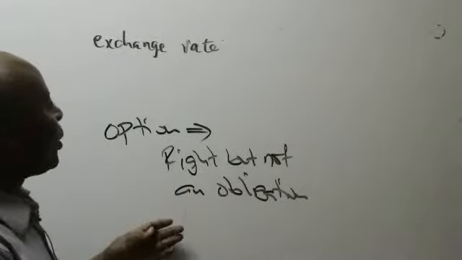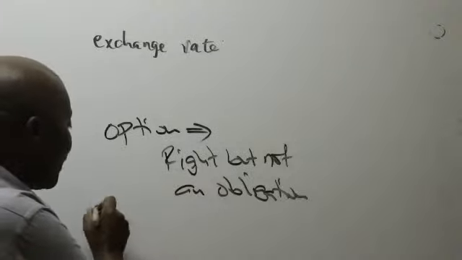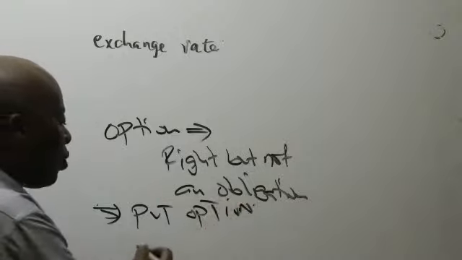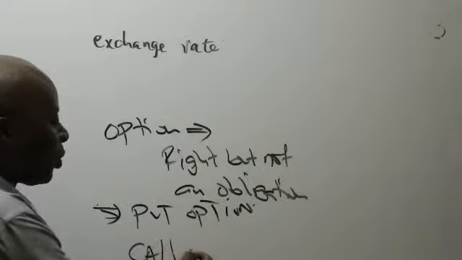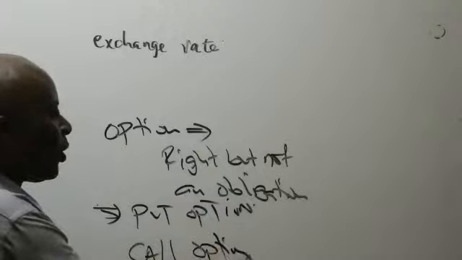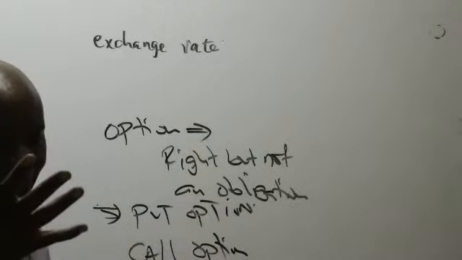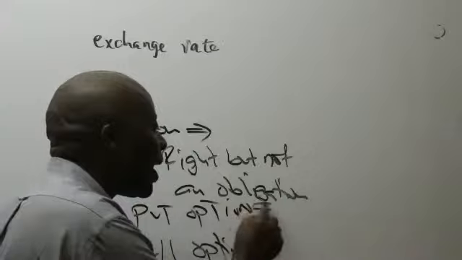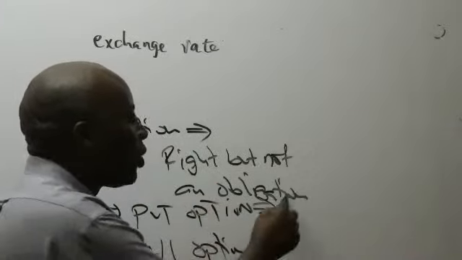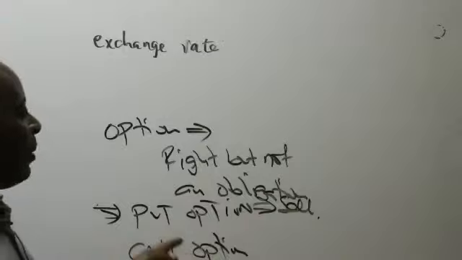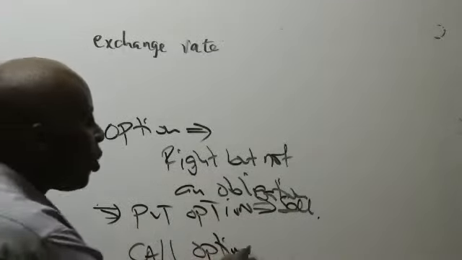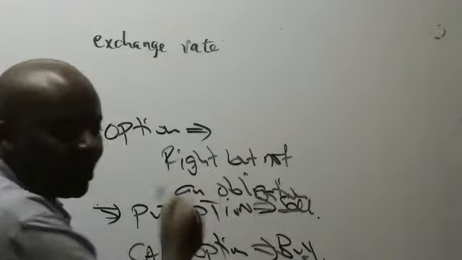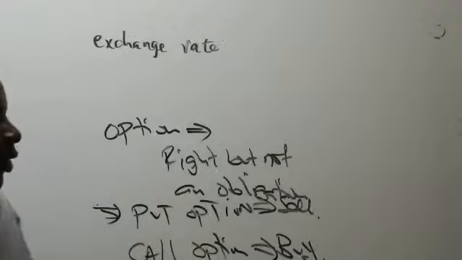Remember, we have generally two types of options. Is there anybody who is able to remember these types of options? We have the put option, and the call option. So the put, you're putting, ladies and gentlemen. A put option gives you the right, but not an obligation, to sell. And a call option gives you the right, but not an obligation, to buy.